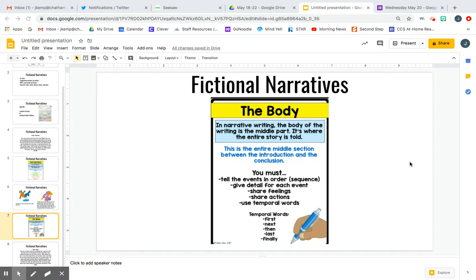After you write your introduction, your next step is to write the body of your story. This is the main part of your story. This is the part where you're actually telling your story. You're telling the things that happen in order.